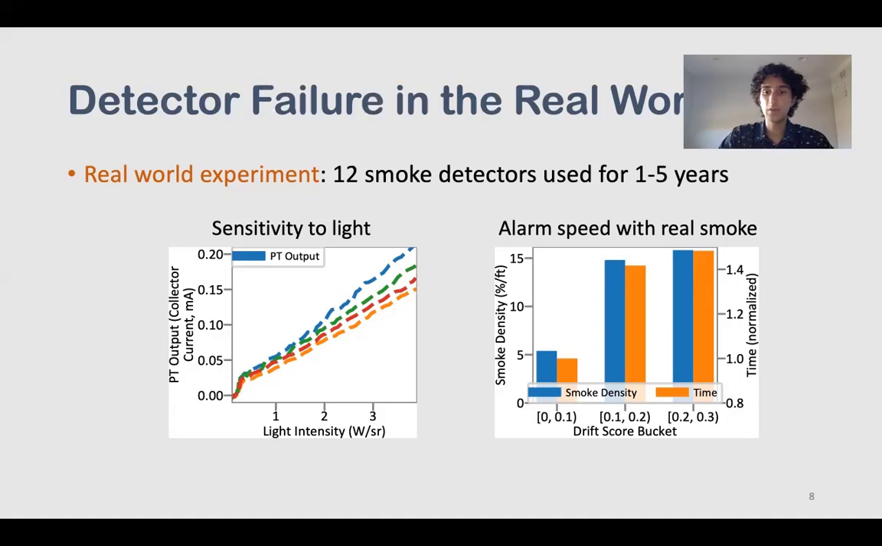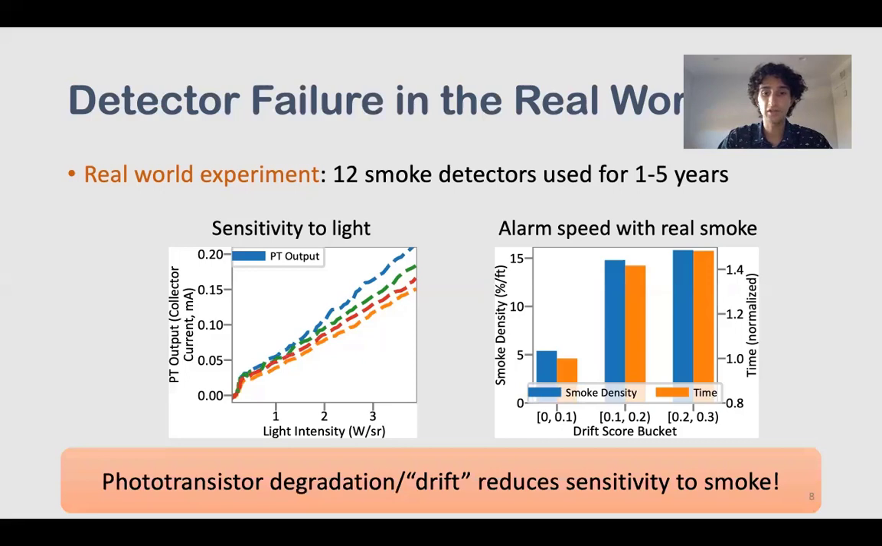So as you can see in the rightmost set of bars, which are the most drifted phototransistors, it takes more time and higher smoke densities for the smoke detector to alarm compared to the smoke detectors on the left, which are not drifted or which have the least amount of drift. This shows that phototransistor degradation or drift reduces the sensitivity to smoke, and this causes the smoke detector to take more time and higher densities of smoke before it triggers an alarm, which is dangerous and can threaten lives.